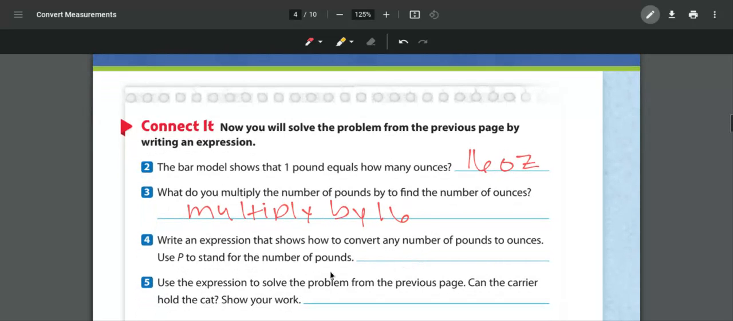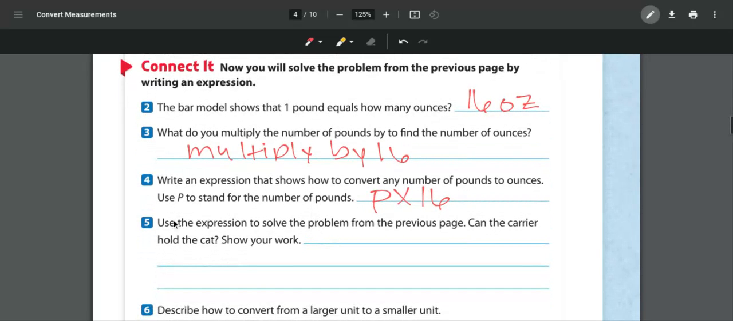So now we need to write an expression that shows how to convert any number of pounds to ounces. Use P to stand for the number of pounds. So our expression is P times 16, meaning I can put any number of pounds in this letter P. It can represent 3, 4, 2, 25, 300 pounds. I multiply that by 16, and that's going to give me how many ounces are in that many pounds.